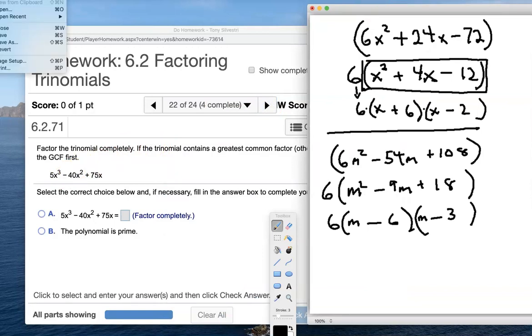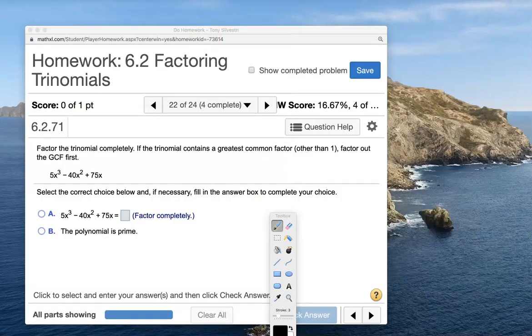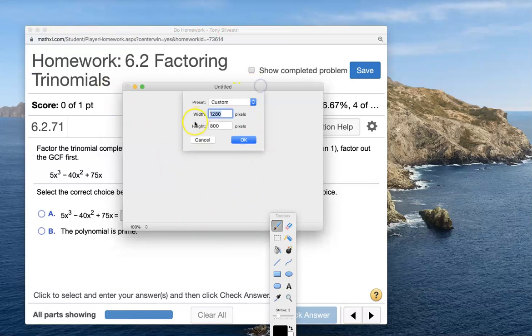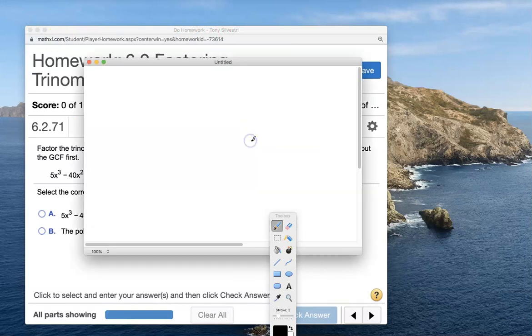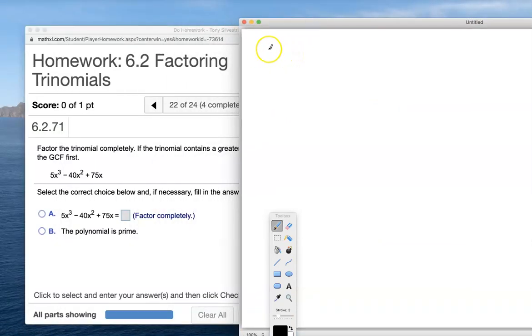File. Oh, let's just close this. Don't save. File, new sheet of paper. Okay. Move this over here. And I'm going to say 5x cubed minus 40x squared plus 75x.